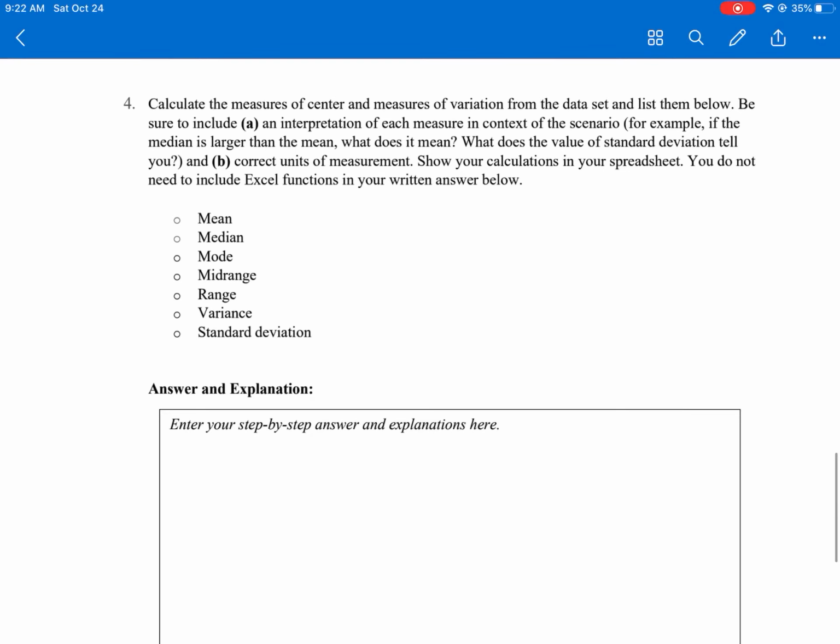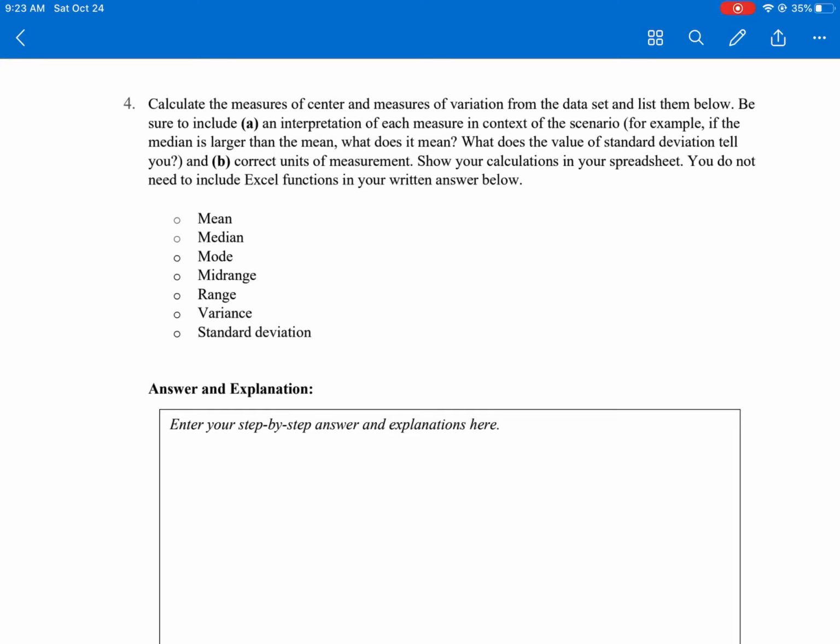The last one is where some people are losing a little bit of points. Calculate the measures of center and measures of variance from the data set and list them below. Be sure to include an interpretation of each measure in the context of the scenario. For example, if the median is larger than the mean, what does that mean? And what does the value of standard deviation tell you?